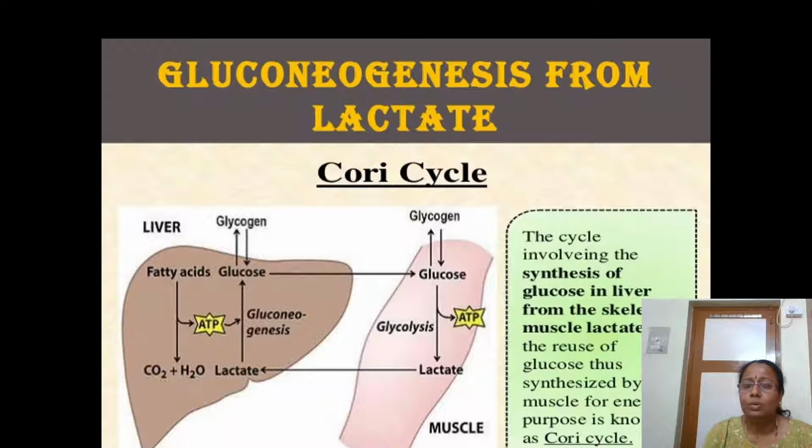Now, just now I told you this pyruvate can be converted into lactate, right? Pyruvate can be converted into lactate. Now, the cycle involving the synthesis of glucose in liver from skeletal muscle lactate, produced under stress condition, this is a synthesis of glucose in liver from the skeletal muscle lactate, and in turn the reuse of glucose thus synthesized by the muscles for energy purpose is known as Cori cycle.